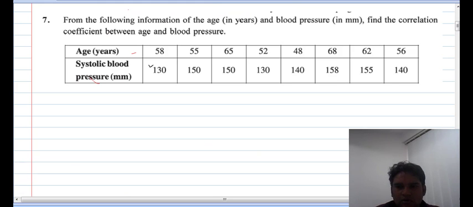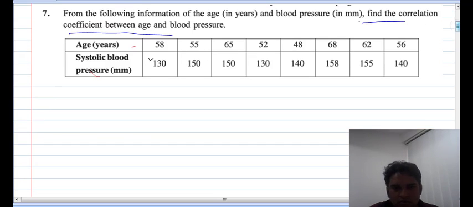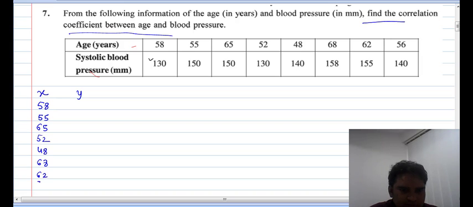Okay, so let's solve one practical question so that your doubts will be clear. Now age and the systolic blood pressure is given, and we have to find the correlation coefficient between these two variables. So let age be our x and let blood pressure be our y. First of all, we copy this: 58, 55, 65, 52, 48, 68, 62, 56.